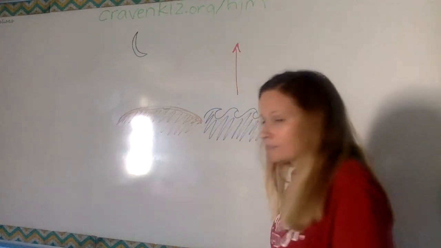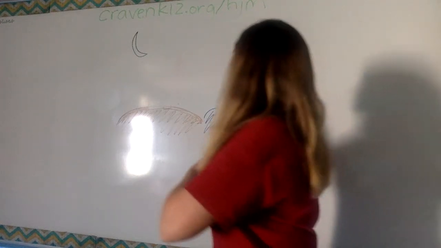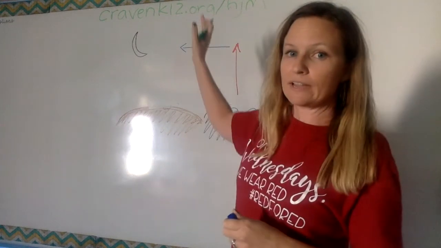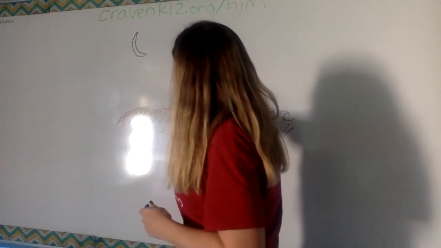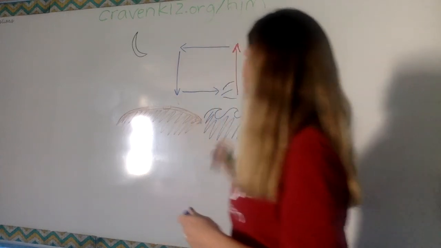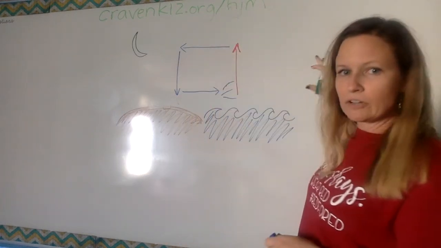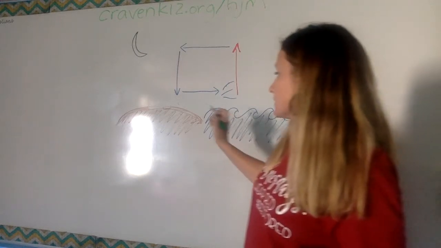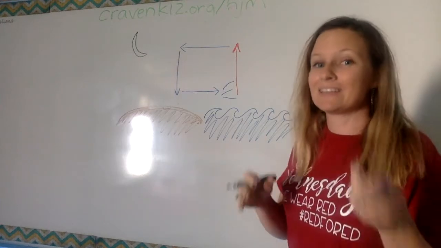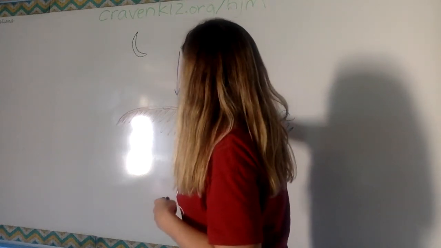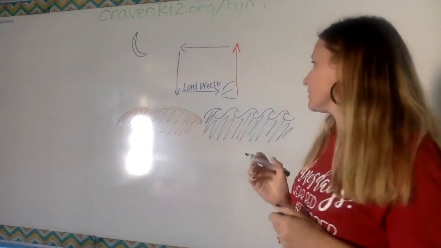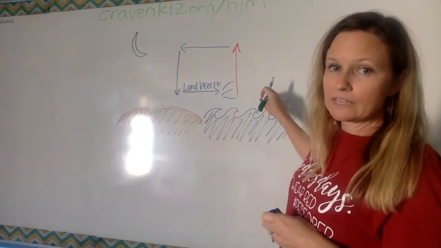So our heat is rising. Okay, then it's coming into this area because it's cooling. Okay, it rises, starts to cool, then that cool air sinks, and then it comes back toward the water, it whooshes back over there, and since it's coming from the land, it is called a land breeze. Okay, so since it's coming from the land, it's called a land breeze.